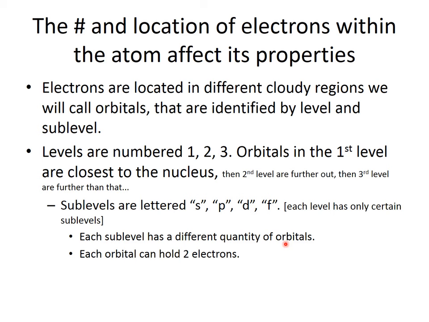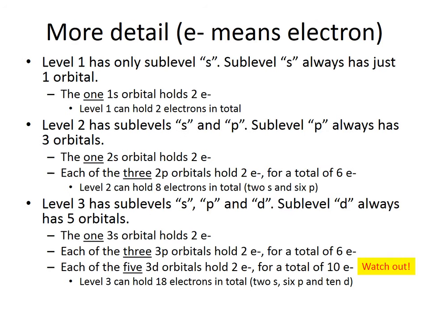Each sublevel has a different quantity of orbitals. So I might have 1 of type S and 3 of type P. Each individual orbital can hold 2 electrons. And I know that this is complex, so let's get into a little bit of these details, and I promise that I'll simplify it a little bit later on down the road.